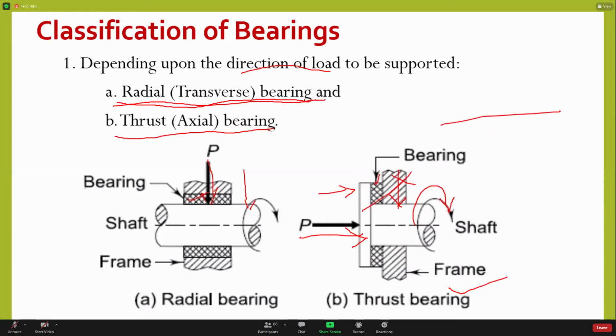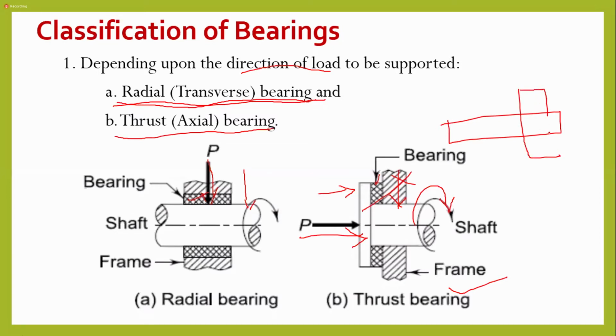Let us suppose this is the shaft with the gear. This shaft will rotate in the circular or rotary direction, and the load will be acting in this direction. That means the total weight of the gear will be acting in the downward direction. That means the load is acting on the bearing in the downward direction.